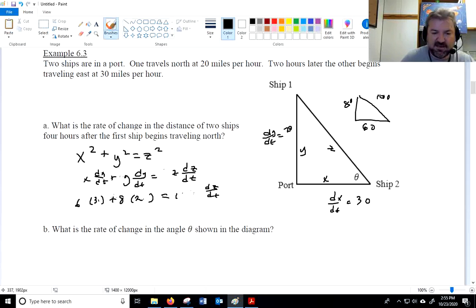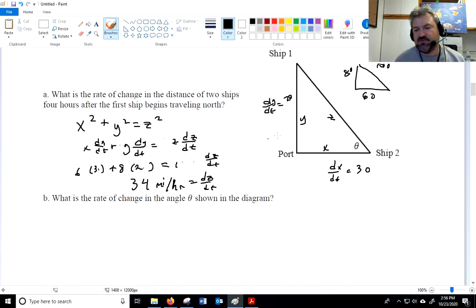So it ends up being 18 plus 16, which is what, 34? So 34 miles per hour is the rate of change. What is the rate of change in the angle theta shown in the diagram?